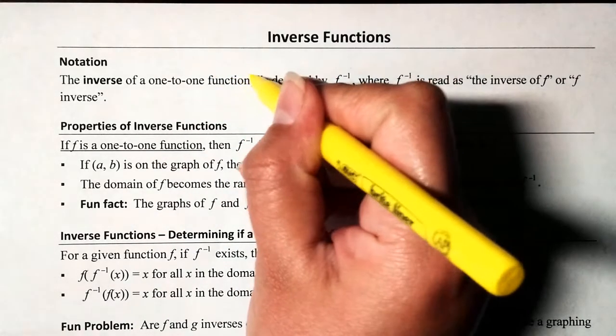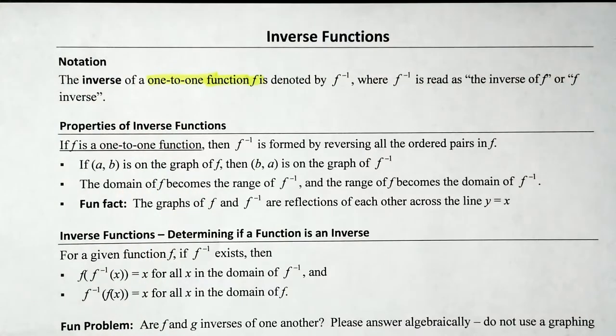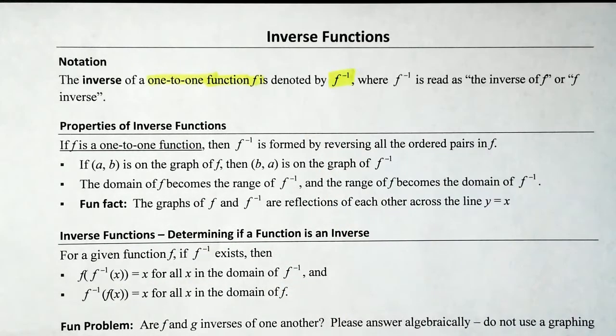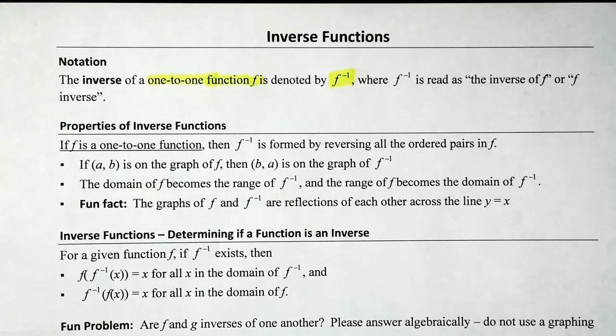So what's so special about f? Not only is it a function, it has to be a one-to-one function. Okay, so if f is a one-to-one function, then the inverse may exist, which is denoted by f to the negative 1, which kind of looks like f raised to the negative first power, but this is actually the notation for inverse. So this is read as the inverse of f, or just f inverse. Okay, now let's go ahead and look at those properties.